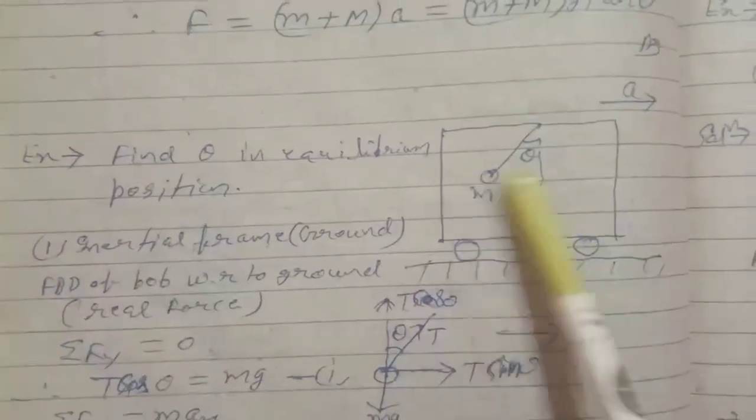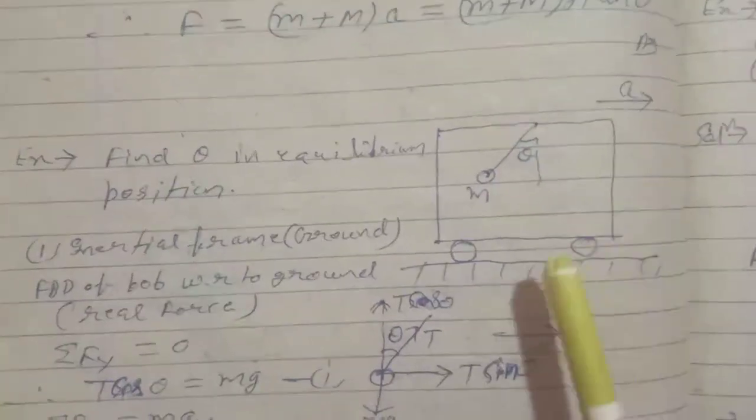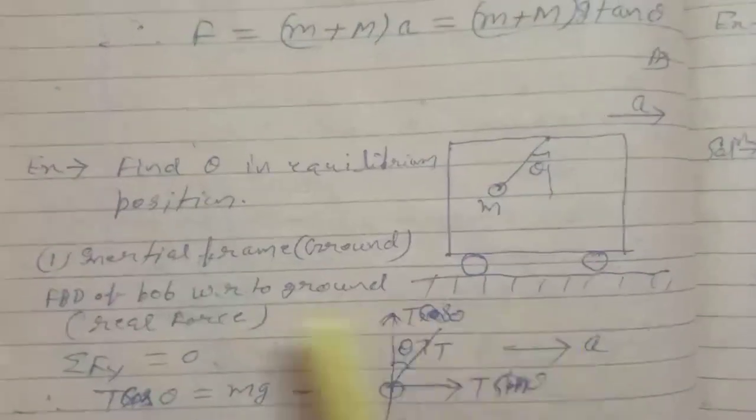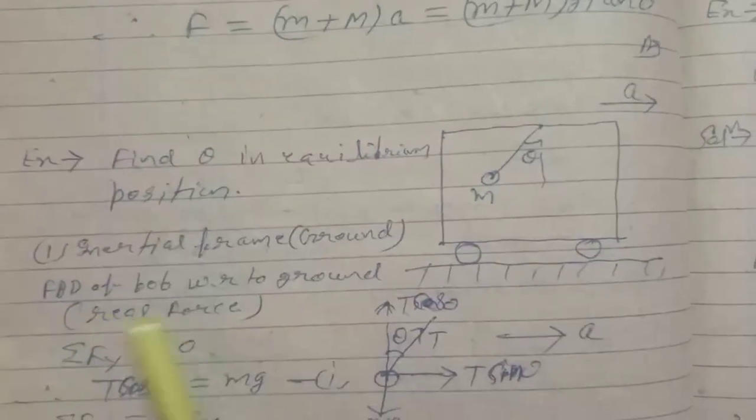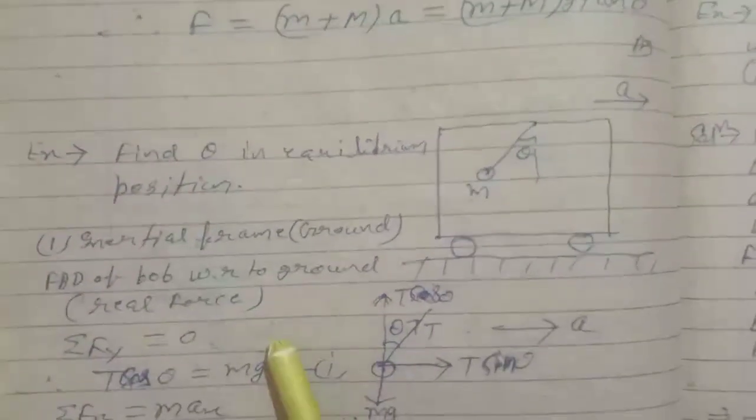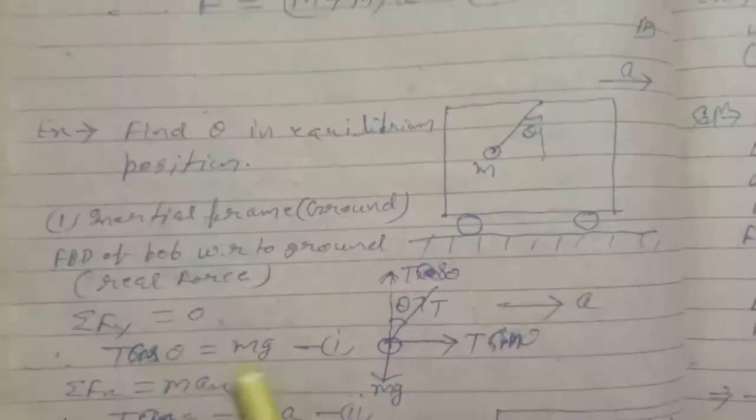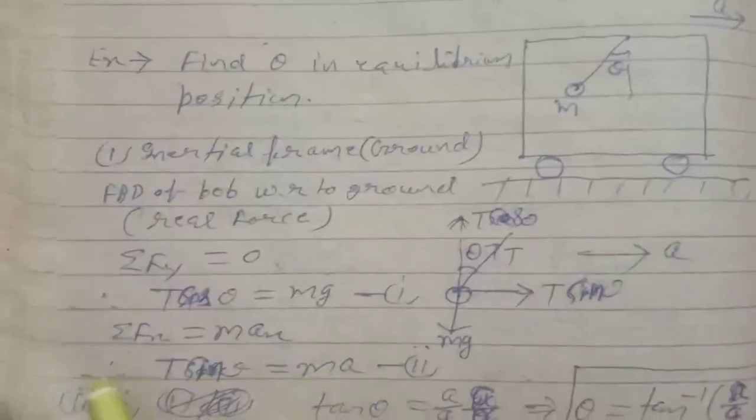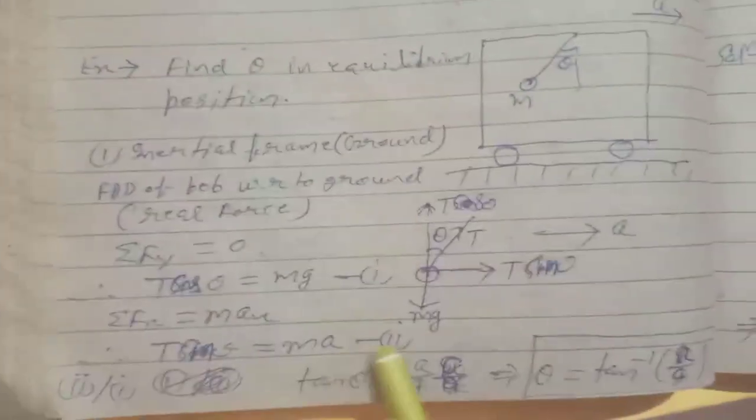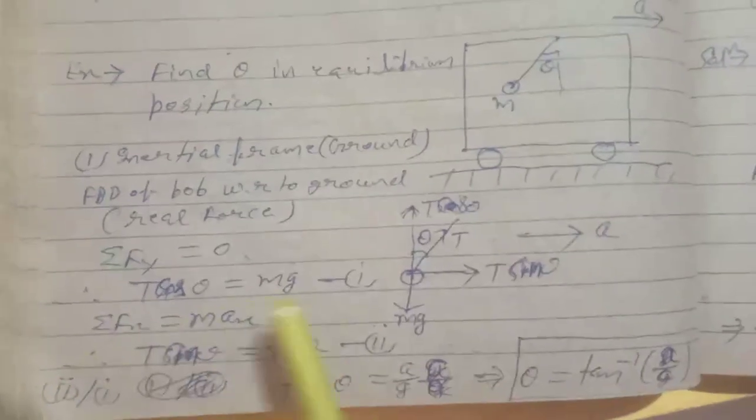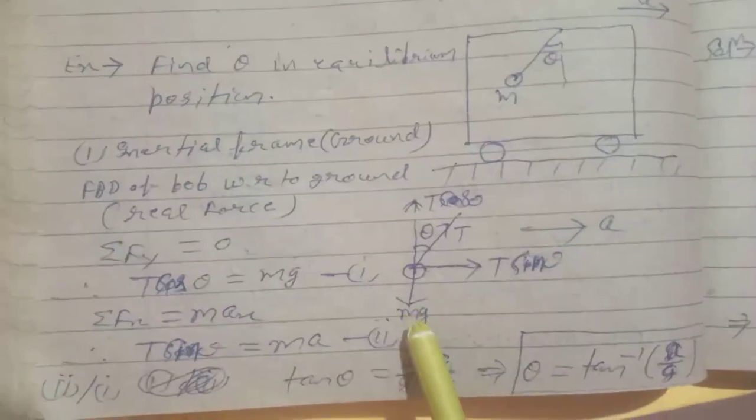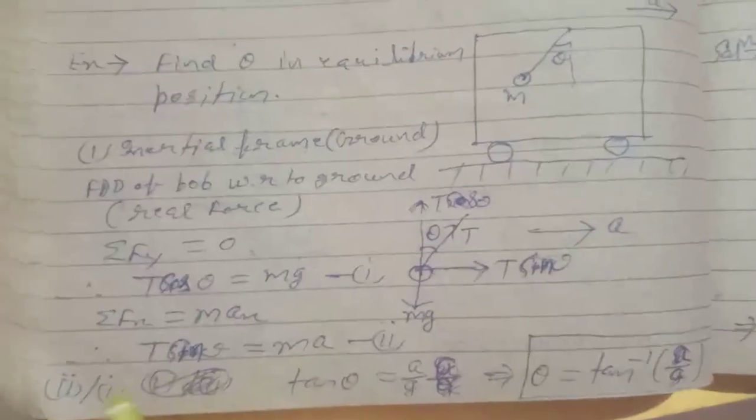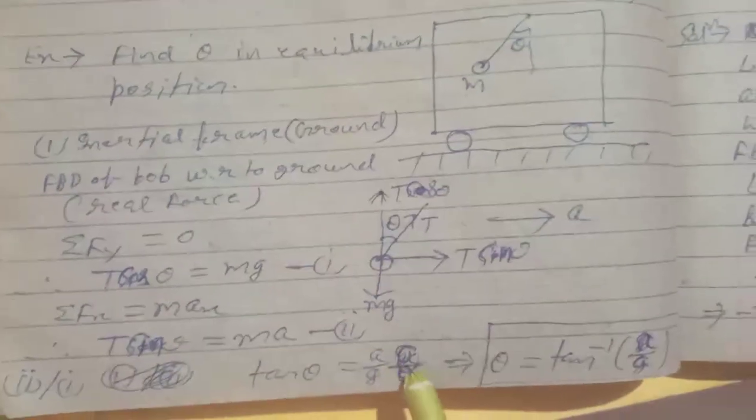Now, because this body is moving with acceleration a, so we can write sigma Fy equals to 0, that is T cos theta equals to mg, because there is no motion in the y direction, and sigma Fx equals to m into ax, hence T sin theta equals to m into a. This is equation 2. So dividing equation 2 by 1, we get tan theta equals to a by g, or theta equals to tan inverse a by g.